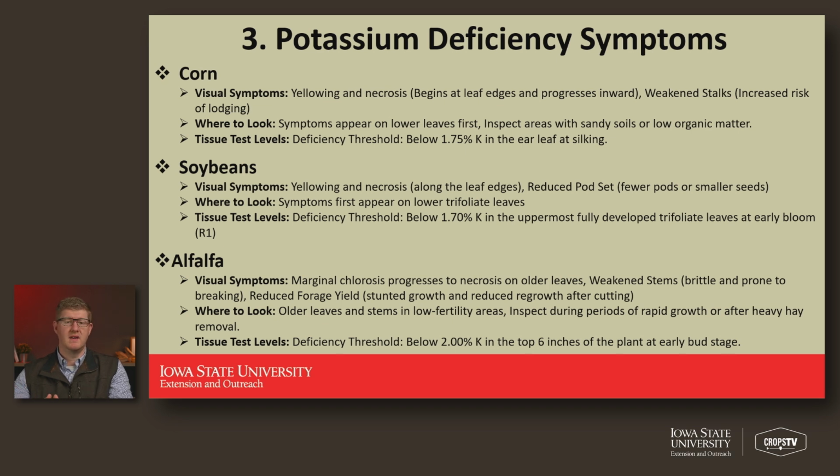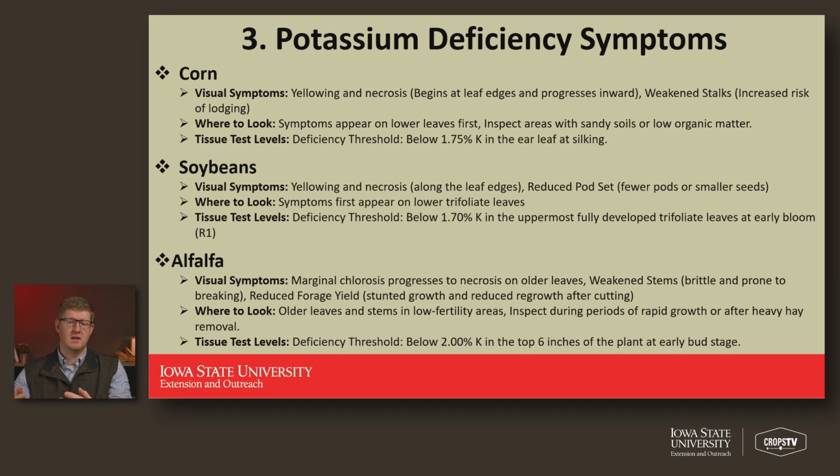And then finally, with alfalfa, again, you're going to have that chlorosis or that yellowing along the edges that can lead to that necrosis, which is the cell death, right, turning brown. You also may end up with weakened stems, so the plant may be more brittle. It can be prone to breaking, and all of this can lead to reduced forage yield because the plants may be stunted. You may also get poor regrowth after your initial cutting.